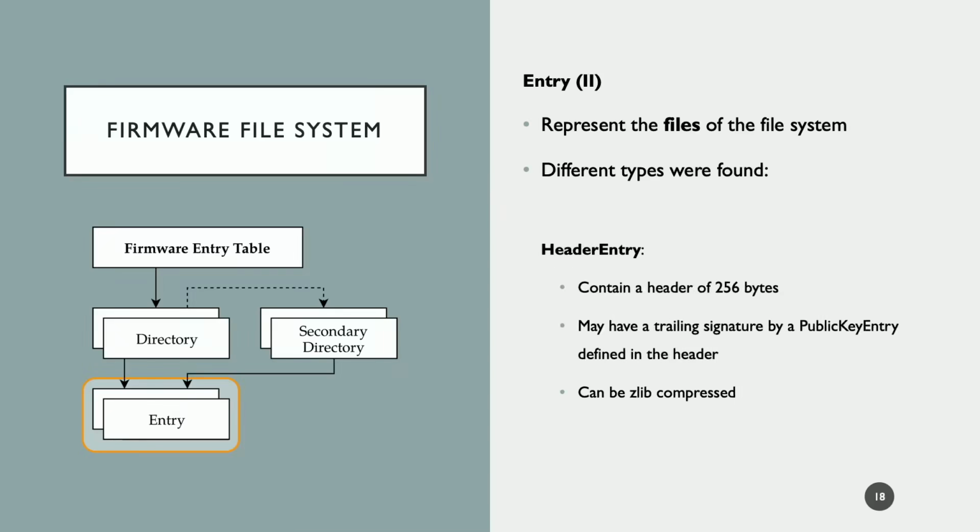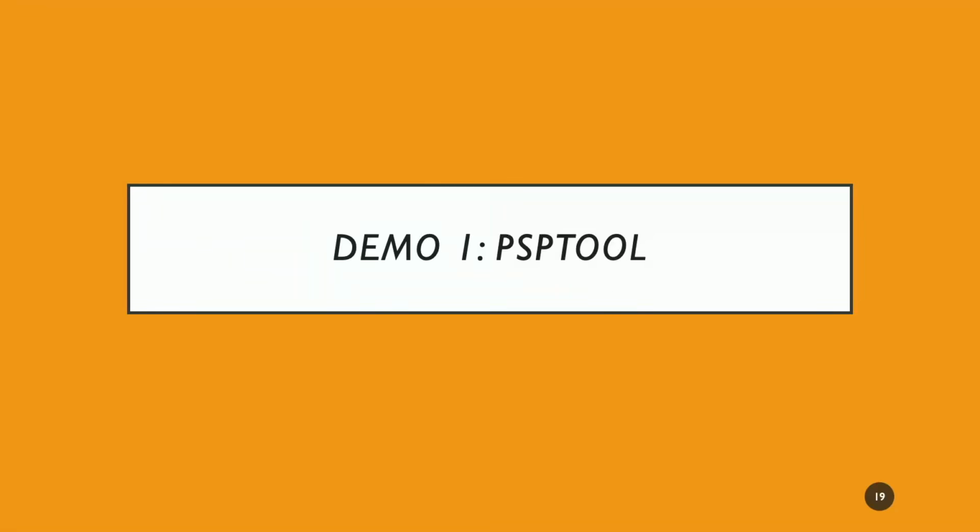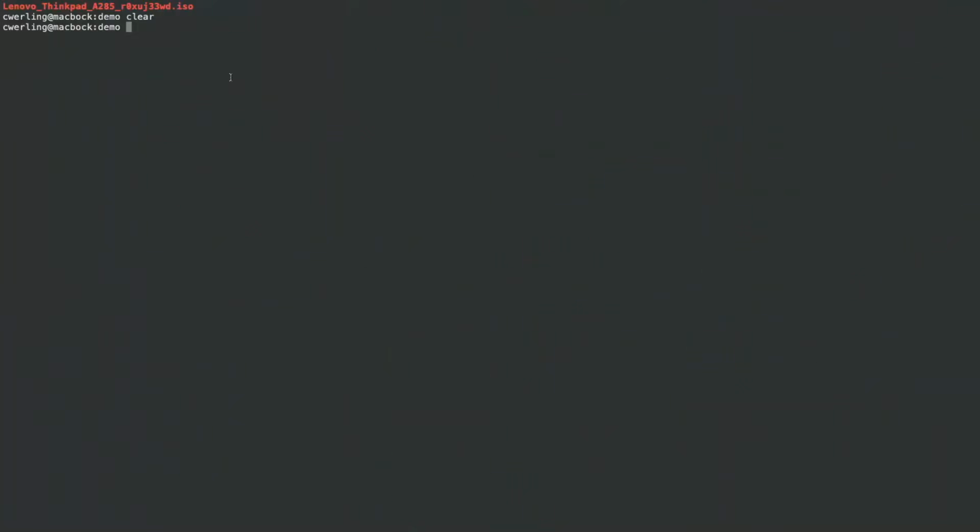The second important type is a header entry, an entry with a header. It contains a header of 256 bytes with metadata, such as what key it was signed with. And these entries can have a trailing signature, and they can, for example, be zlib compressed too. So now that I've shown you what we found out about this proprietary simple file system, I want to show you PSP Tool. PSP Tool is an open source tool we developed to parse PSP firmware from UEFI images.